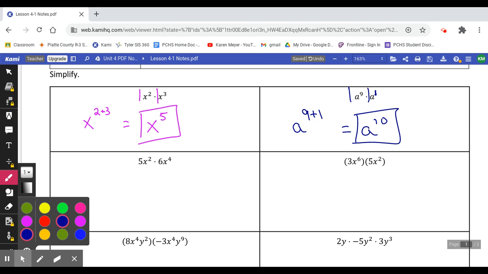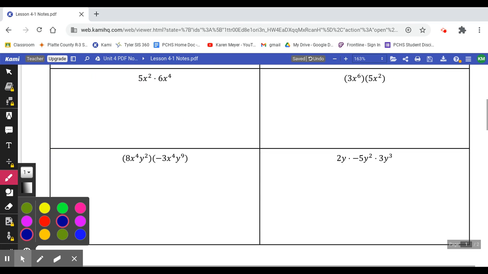Okay, so now let's start throwing in some coefficients other than 1. So on my third example here, your coefficients are 5 and 3. Okay, so multiply your coefficients together. So 5 times 6 is 30. And then you're going to add your exponents. So 2 plus 4 makes it x to the 6th. So your final answer is 30x to the 6th power.